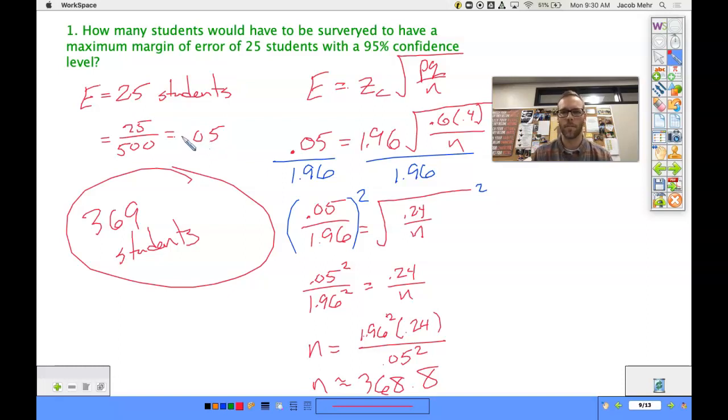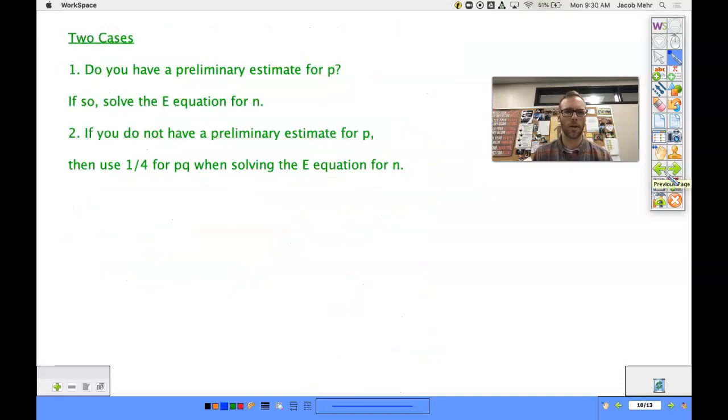All right? Okay. Now, in this one, notice, we already knew P and Q, didn't we? That's because we already did the survey with 100 students. But what do we do if we don't already have an estimate for P and Q? So that's what we need to talk about next.